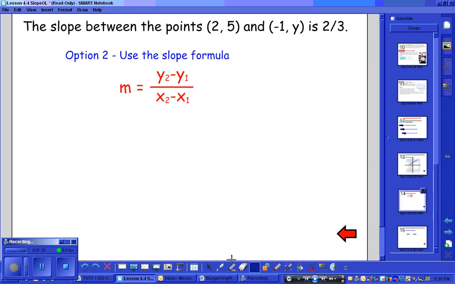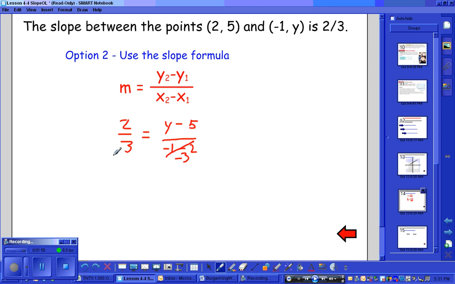Another option would be to use the slope formula. I'm going to ask you to bear with me here because my handwriting with the mouse is not going to be great. But let's go ahead and fill in what we know into the slope formula. m, or the slope, is 2/3. Let's subtract the y values. The second y value is just y. The first y value is +5. The second x value is -1, while the first x value is 2. Simplifying that just a little bit, we could write -3 instead.